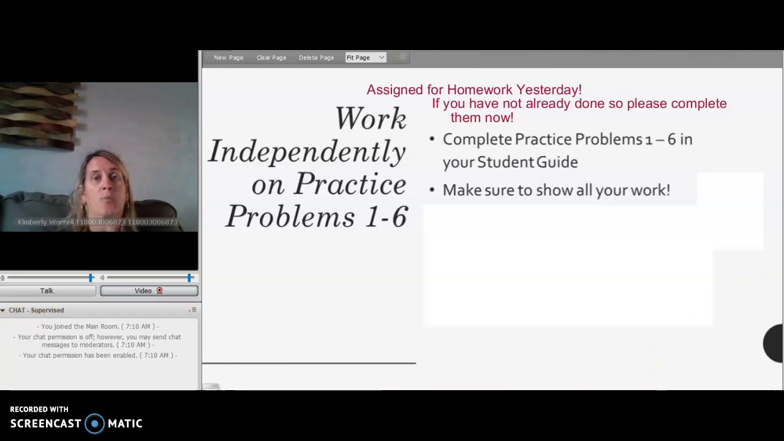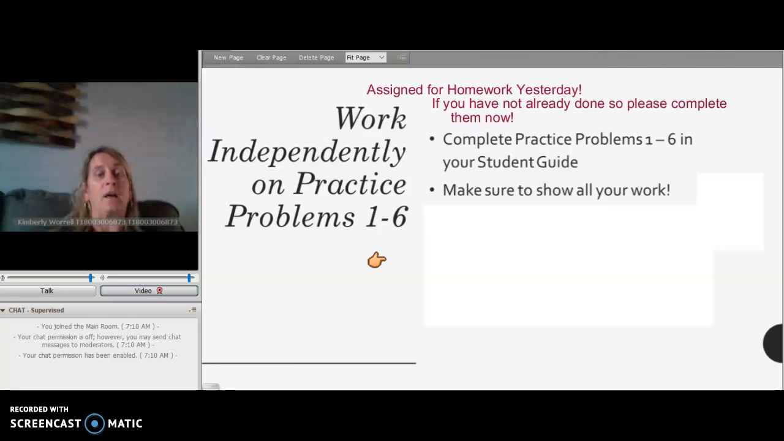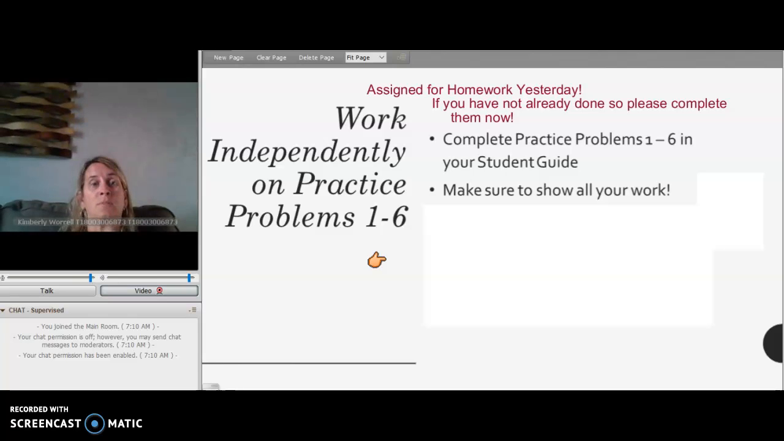So again, yesterday your homework was to complete practice problems 1 through 6 in your student guide. Again, if you haven't done that, you should do it now and make sure you show all your work. In the class plan today, I will give you the solutions, what the variables should equal. I'm not going to show you all the work and steps. So if you got any incorrect, you can try to fix them, or when you submit your student guide, I will give you feedback. Okay, but they should be done. The more you practice, the better you get. You've got to give it a try.